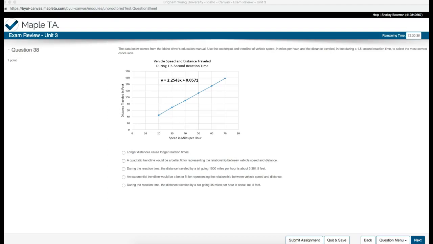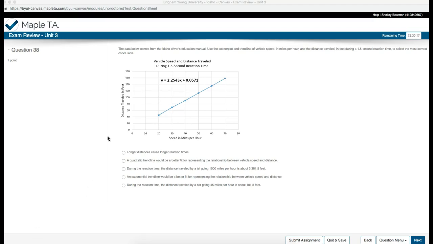Maple TA Exam Review, Unit 3, question number 38. The data below comes from the Idaho Driver's Educational Manual. Use a scatter plot and trend line of vehicle speed in miles per hour and the distance traveled in feet during a 1.5 second reaction time to select the most correct conclusion.